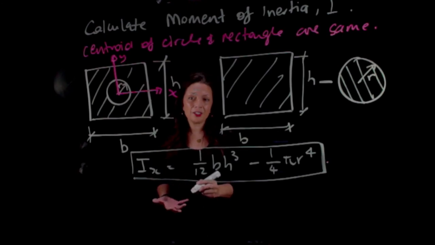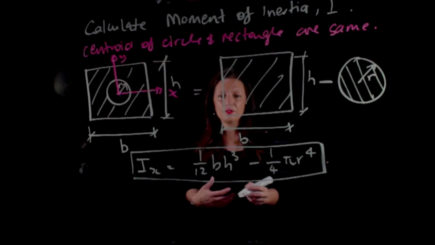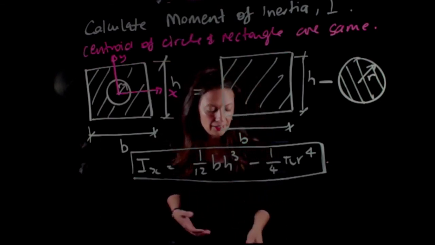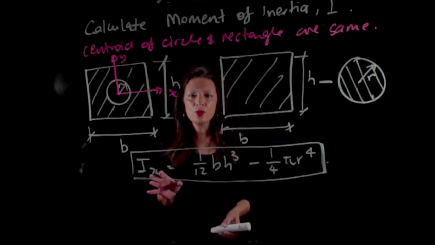But not everything is going to be this simple. Like if I want to calculate the moment of inertia of a T-bar, how am I going to do that? So let's take a look at how to calculate the moment of inertia for a composite area.